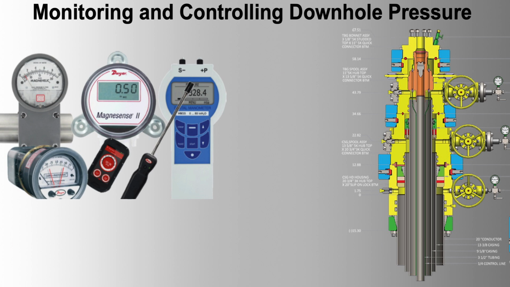1. Scheduled maintenance. Calibration. Regularly calibrate downhole pressure instruments to maintain accuracy. Inspection. Conduct periodic inspections of downhole equipment to detect and address wear and tear.